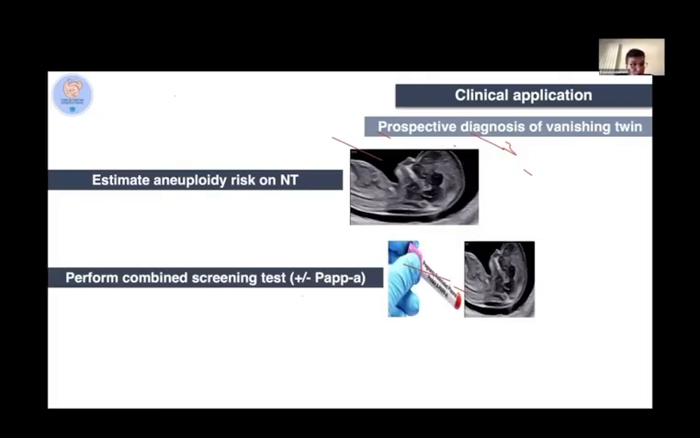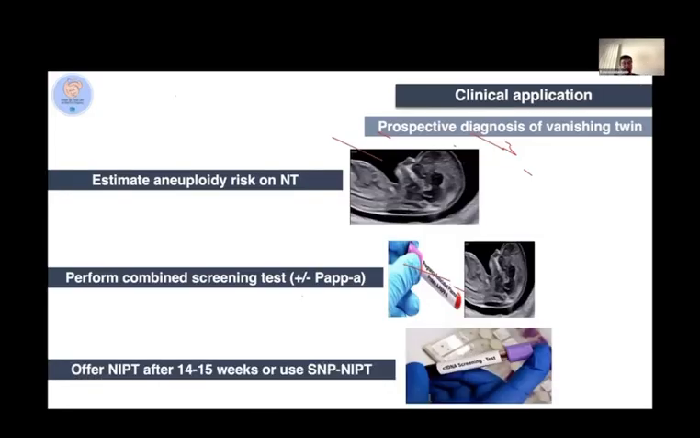We can decide to perform combined screening tests, actually ideally using only beta hCG, or if we use PAPP-A, of course, considering that we might have false positive results by using a standard combined test, or of course, offer cfDNA analysis after 14 to 15 weeks of gestation in order to reduce the potential confounders of the DNA from the deceased fetuses in affecting this condition. Of course, or alternatively use the new techniques which are based upon single nucleotide polymorphism, which in this case can recognize different fetal haplotypes in dizygotic pregnancy.